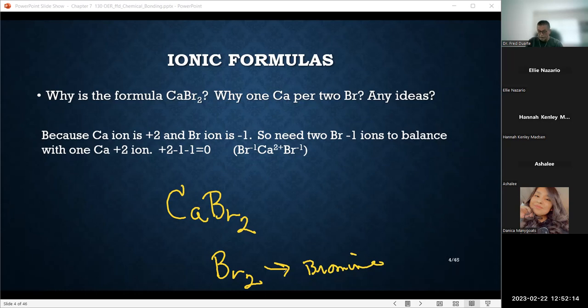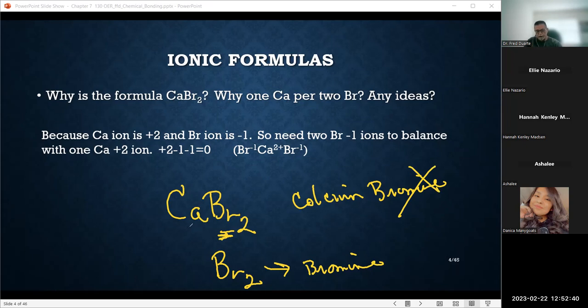Okay, diatomic bromine. Sometimes for that reason, not all students, but some would treat this and say calcium bromine, thinking that this is diatomic bromine, but the thing to remember is that that is incorrect.